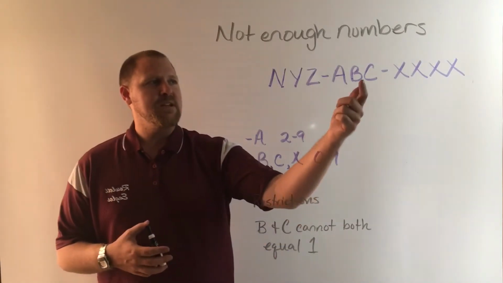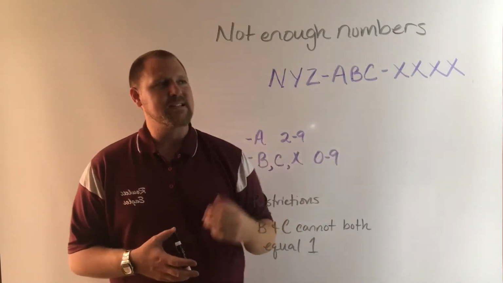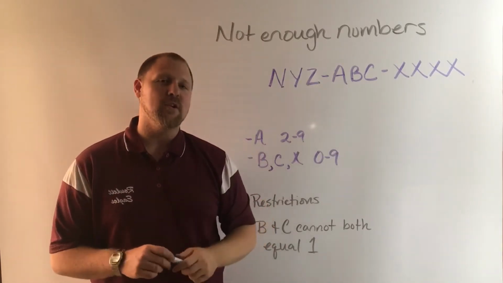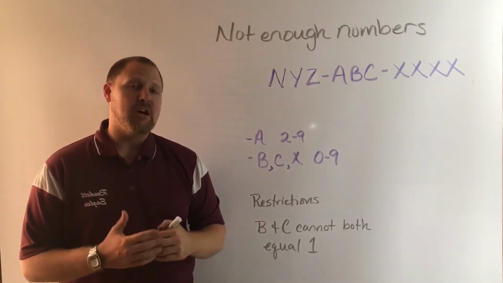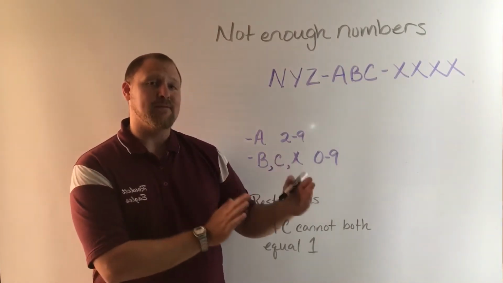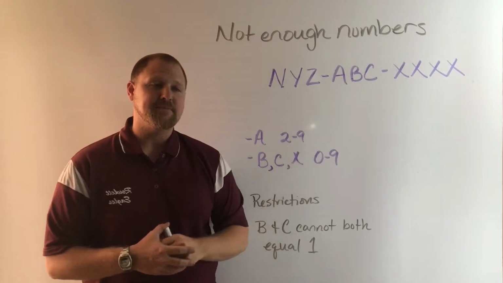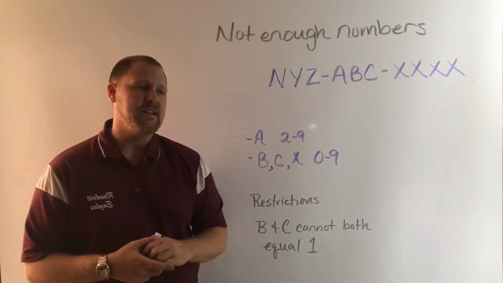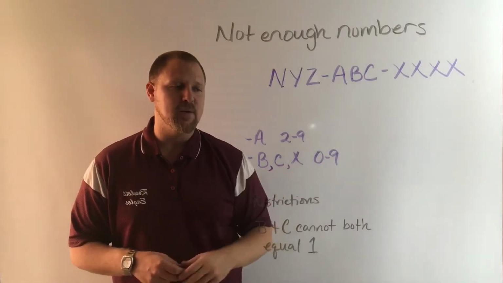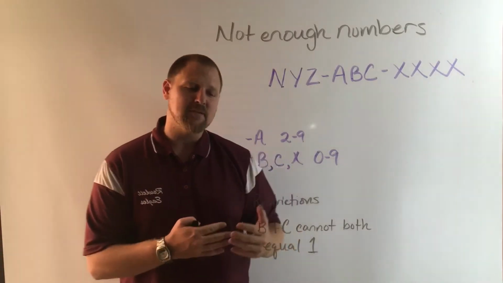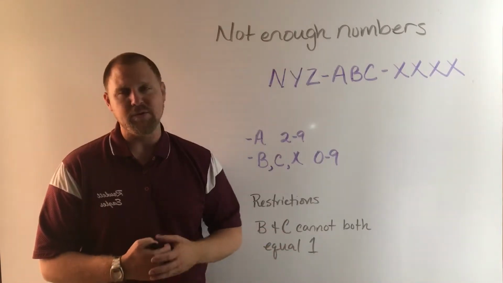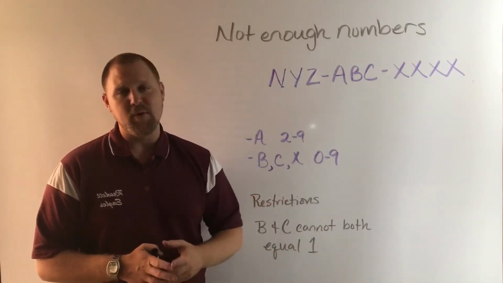So here we have ABC XXXX. That is 7 different events that happen in order to create one 7-digit number. So our counting principle is going to have 7 events, and we have to find the options for each one of those. So first we have A. A can be any number from 2 to 9. B, C, and X can be any number from 0 to 9. And then we have some restrictions. There are more restrictions on the worksheet, but I just want to come up with this one. B and C cannot both be equal to 1.